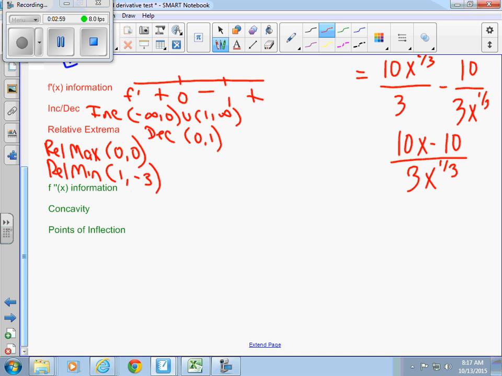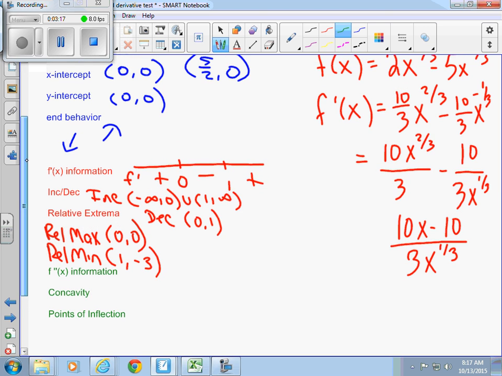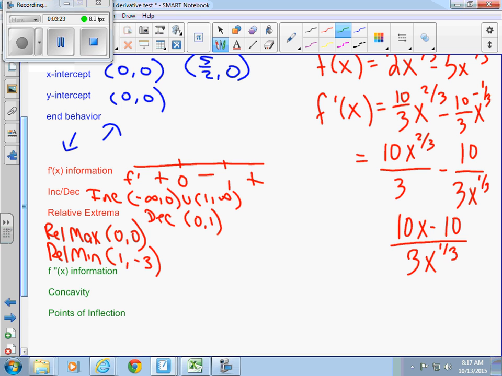For second derivative information, I would go back up to the unsimplified form of the derivative, before I add a common denominator. If I leave it this way, I have to do a quotient rule. I would rather not. So I'm going to go back up to 10 times x to the 2/3 minus 10 times x to the negative 1/3, and take that derivative.